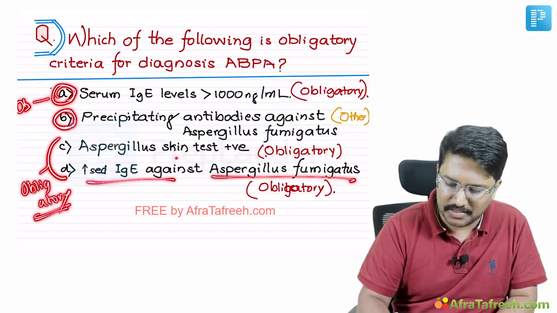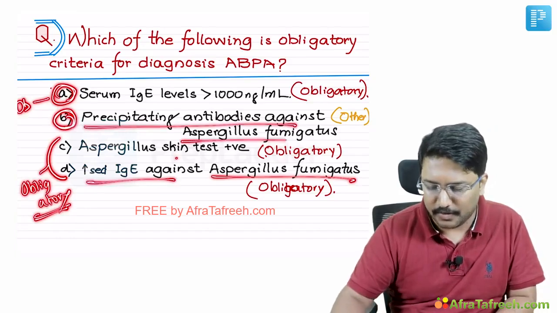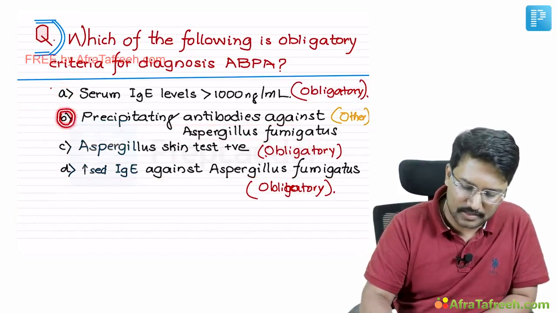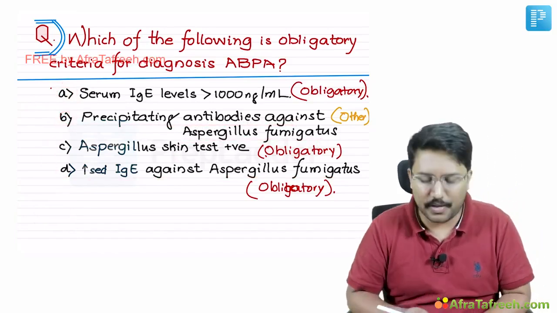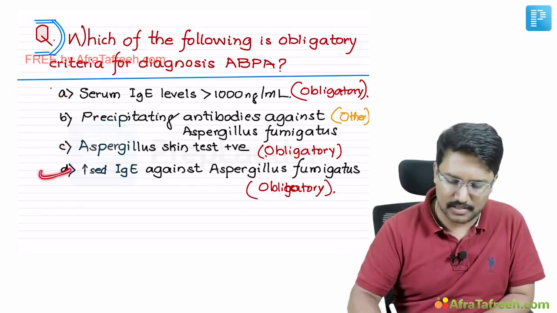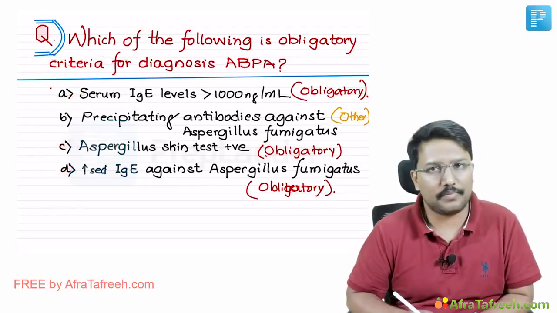So option B is the one which is not an obligatory criteria. If the question was asking which of the following is not an obligatory criteria, option B would have been the right answer. Now it takes the PGI kind of format. So option A is the right answer, option C is the right answer, option D is the right answer. These three are obligatory criteria, right?